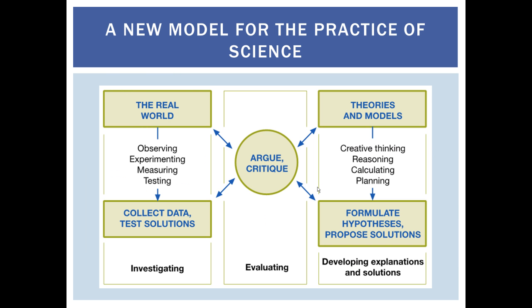This diagram summarizes what we've been talking about. The practice of science, the way scientists do it, requires the ability to work in 3 spaces: investigating, evaluating, and developing explanations and solutions. The problem with conventional inquiry methods of teaching science is that too much time is spent on the left-hand side of this diagram and not enough on the right.